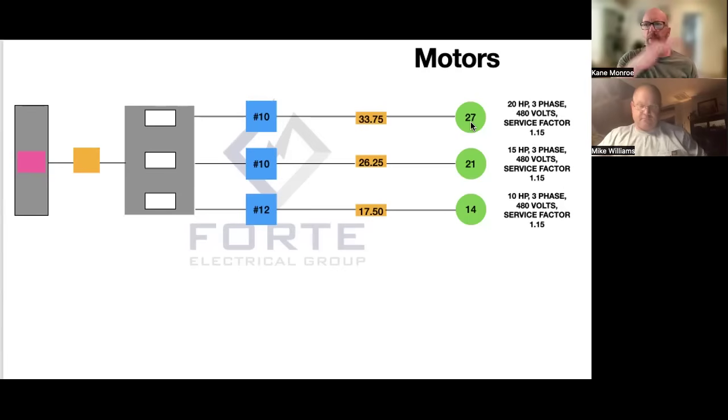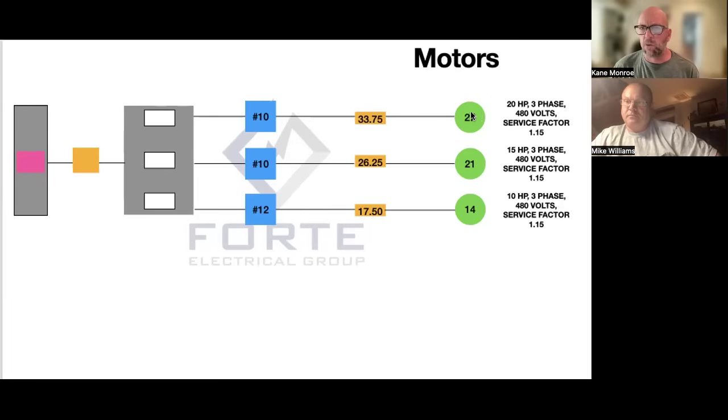Let's start at the very beginning of step number 4. We start off with our FLC. That's why it is very important to know where your FLC is. This is a 3-phase motor, so it's in 430.250. We've already found that, and it's 27.